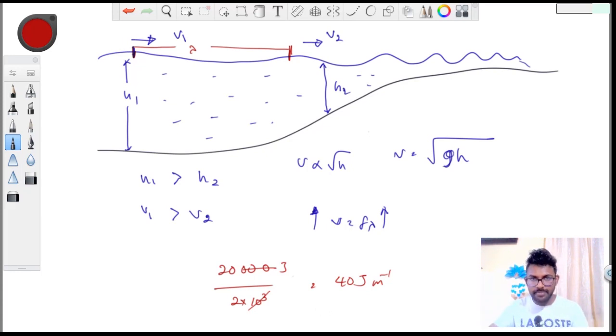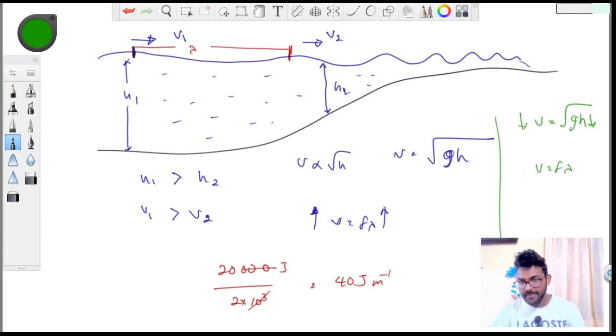But what happens when it is approaching the coastal area? When the wave is approaching the coastal area, the h reduces, the depth reduces, right? When the depth reduces, what happens? V equals root g h. So what happens when the depth reduces? Then the velocity reduces. When the velocity reduces, v equals f lambda. Frequency is a constant, so when the velocity of the wave reduces, the lambda reduces.